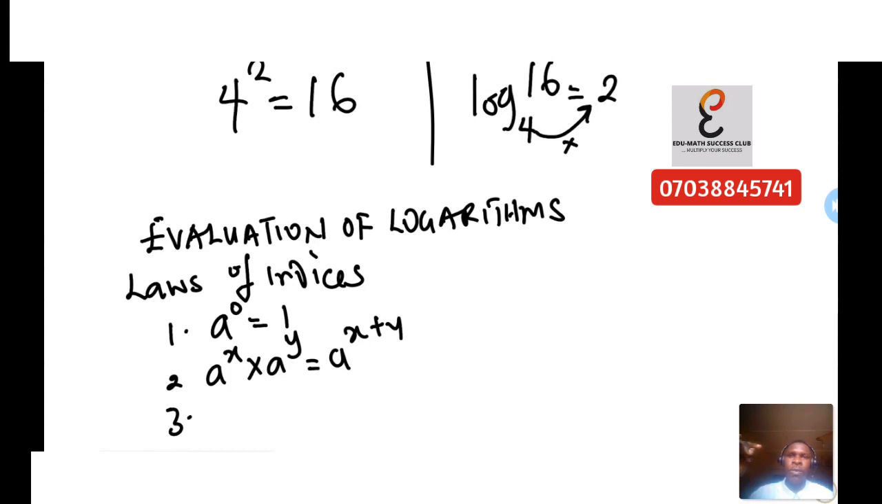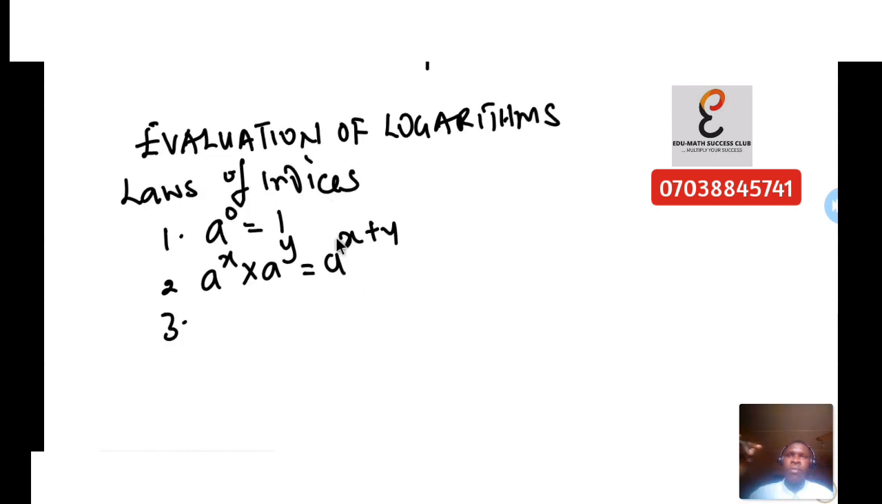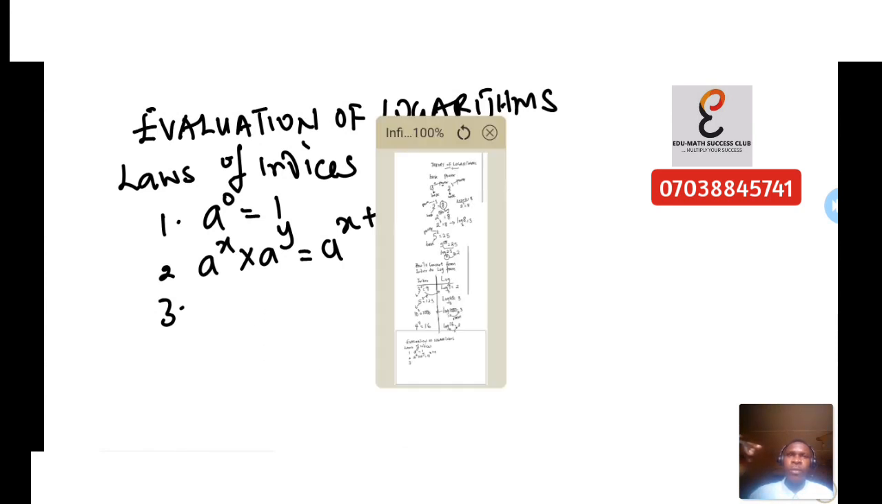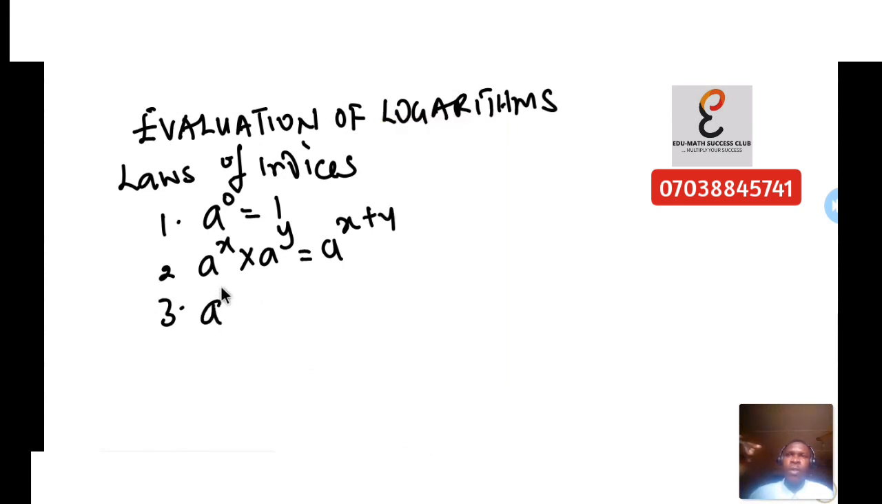You have another one, which is the division law. So you have a to the power x divided by a to the power y. Since you have division, you get a to the power x minus y. You just subtract the powers.